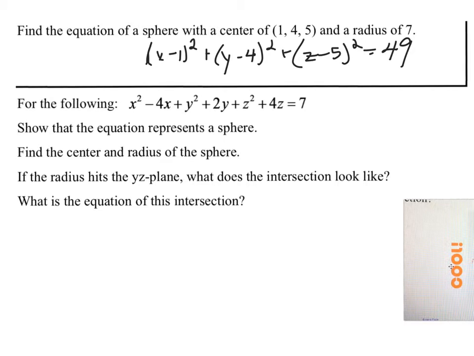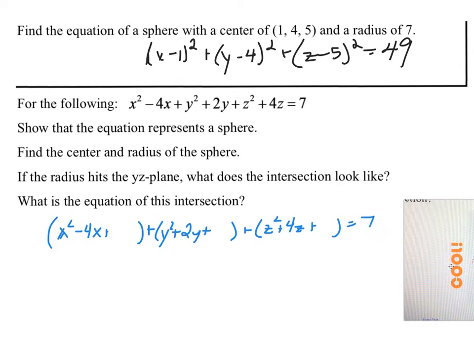So let me write it this way. x squared minus 4x. And I'm going to just use some parentheses. I'm going to leave a little space because we're going to complete the square for that. Plus y squared plus 2y. Plus, I'm going to leave a little space for that. And then we have z squared plus 4z. And I'm going to leave a little space for that. And this is equal to 7.